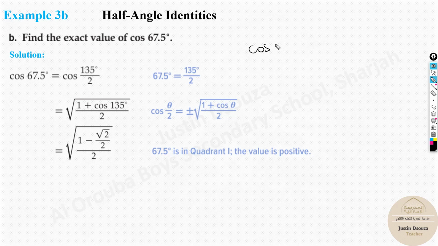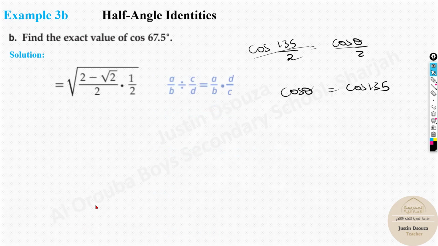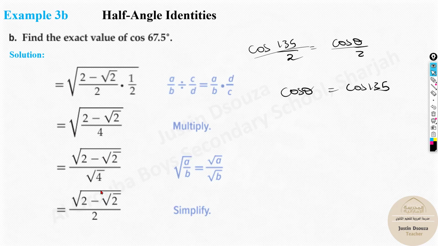Now here, whatever we got, cos 135 by 2 is equal to what? Cos theta by 2. So what is exactly cos theta? That is just the top one, cos 135. So now here the understanding is, 135 by 2, so you can apply cos theta as 135 and then solve it. And then when you solve it over here, you get the answer. Here is the answer, the final answer: root of (2 minus root 2) by 2.